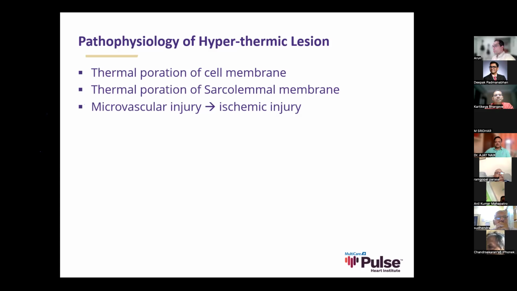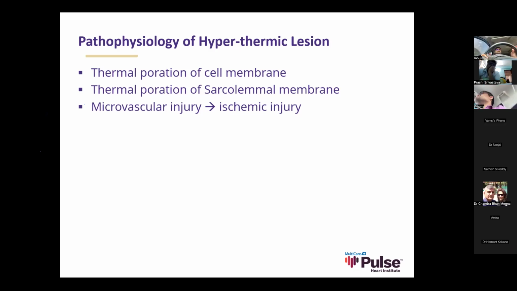That is because of lesion maturation, and that's because of microvascular injury surrounding that tissue, which leads to ischemia eventually, and then because of ischemic injury the tissue dies, and then you can have a durable lesion.